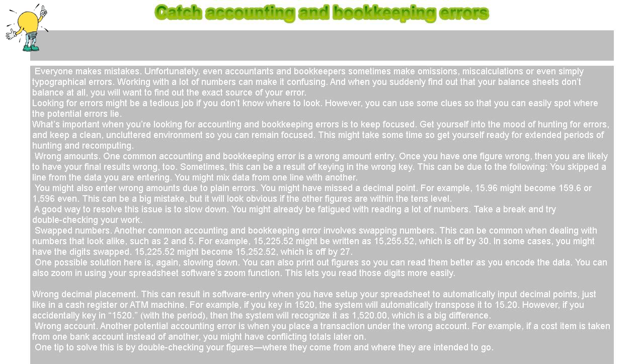Wrong account. Another potential accounting error is when you place a transaction under the wrong account. For example, if a cost item is taken from one bank account instead of another, you might have conflicting totals later on. One tip to solve this is by double-checking your figures, where they come from and where they are intended to go.